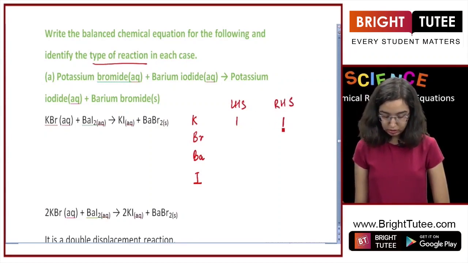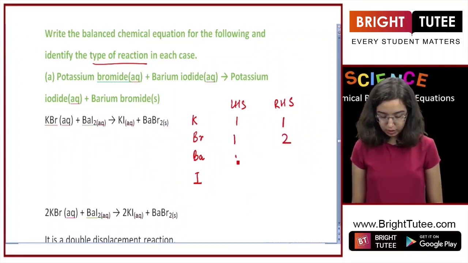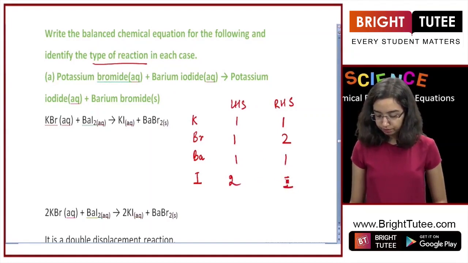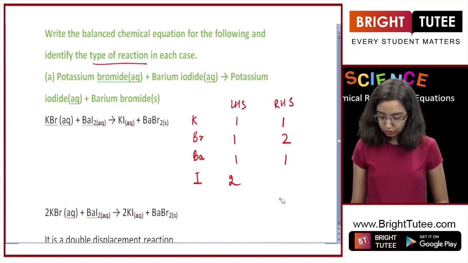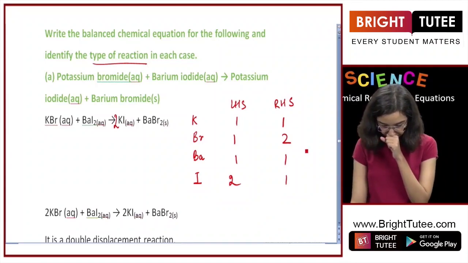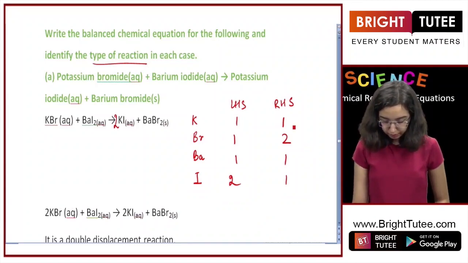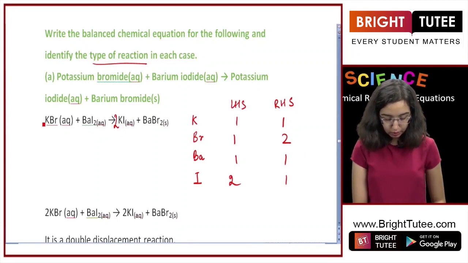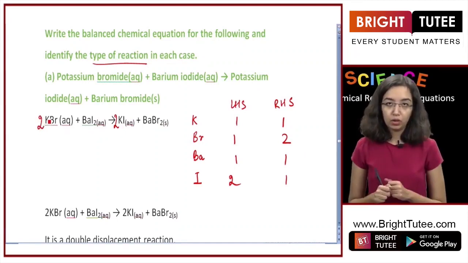This is 1, this is 1. Br is 1 here, but it's 2 here. Barium is 1 here, 1 here. I is 2 here and 1 here. So you see that it is actually quite simple. If we add a 2 here, then K and I would get balanced out, and that is all you need to do. But when you put a 2 here, K will also need changing, so you put a 2 here, and that will completely fix your equation.